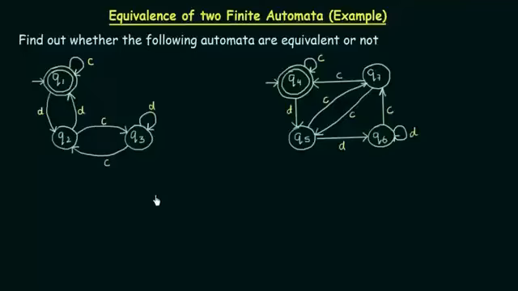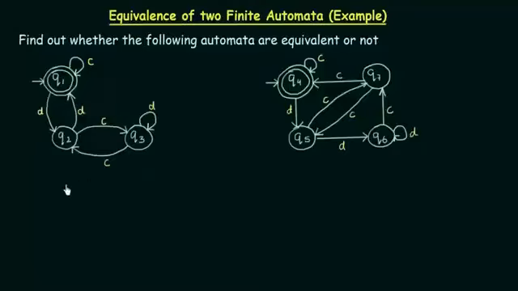In the last lecture, we studied the equivalence of two finite automata. We studied how to find out whether two given automata are equivalent or not. So in this lecture, we will see one more example in which we try to find out whether the two given automata are equivalent or not. If you have not watched the previous video, I suggest that you watch it first, where I have explained the steps that you have to follow for this procedure in detail.